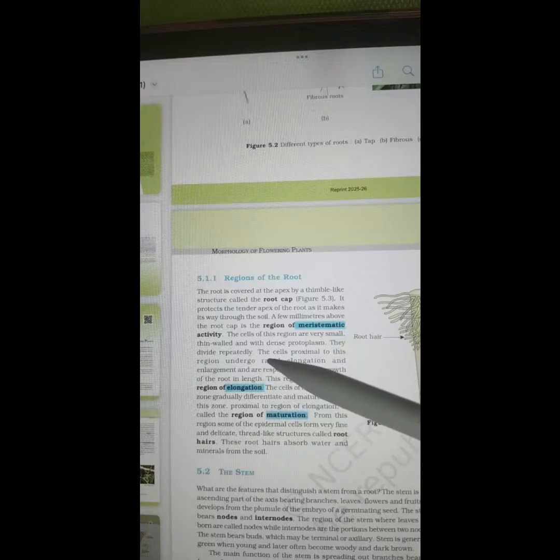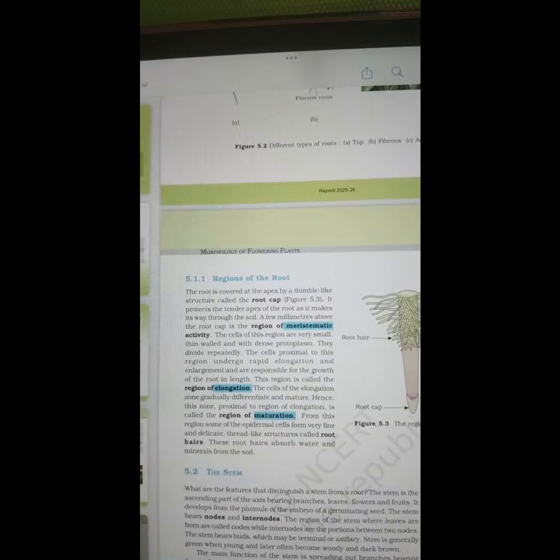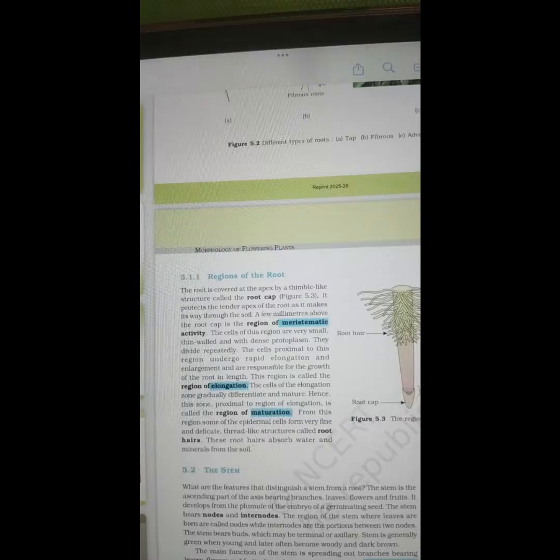So these are the features written for the elongation zone and maturation zone. Do have a fine reading because the characteristic features of each are important. So if it is asked to you from up to down, please remember you need to write region of maturation first, followed by region of elongation and region of meristematic activity. But if it is asked which zone of the root is nearer to the soil, then you will answer root tip, which is protected by the root cap.